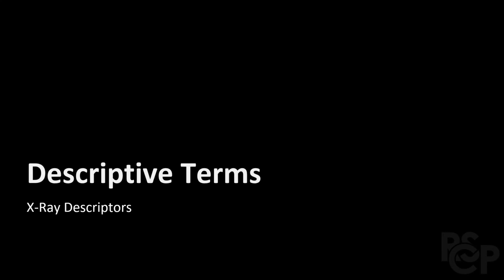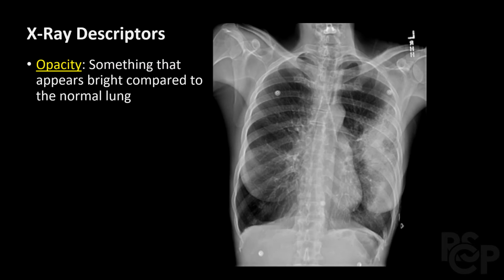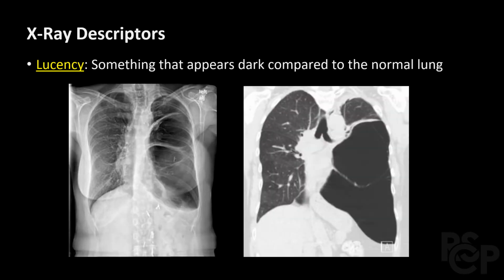Let's move on to talking about terms we can use to describe findings on X-rays. When a report refers to something as an opacity, it's referring to something that appears bright compared to the normal lung. In this example, we see an opacity in the middle of the left lung, which turned out to be a pneumonia. A lucency refers to something that appears dark compared to the normal lung.